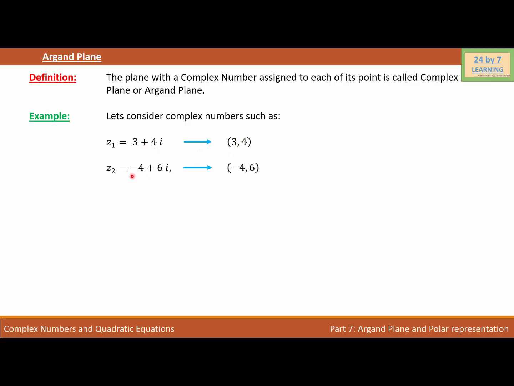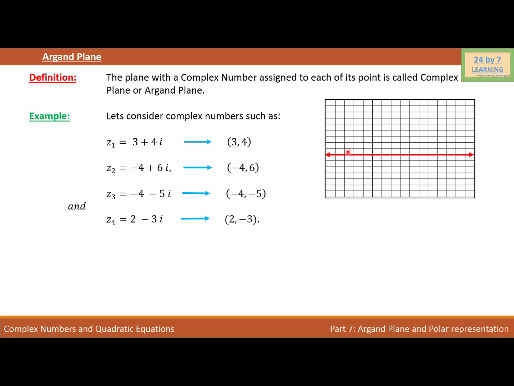My next complex number is z2, which is negative 4 plus 6i, and the ordered pair for this complex number is (-4, 6). My third complex number is negative 4 minus 5i, and as an ordered pair I will write (-4, -5). And my last complex number is z4 equals 2 minus 3i, and the ordered pair for this complex number is (2, -3). In order to explain the Argand plane, I'm going to graph all these points.